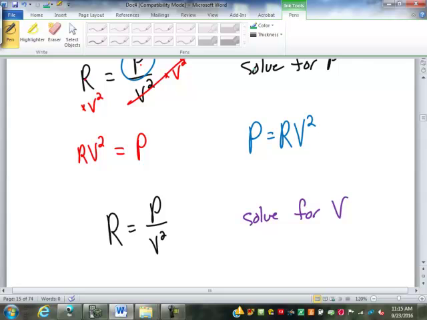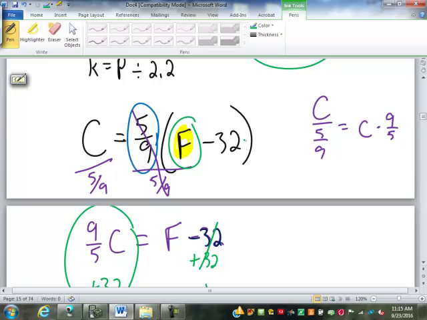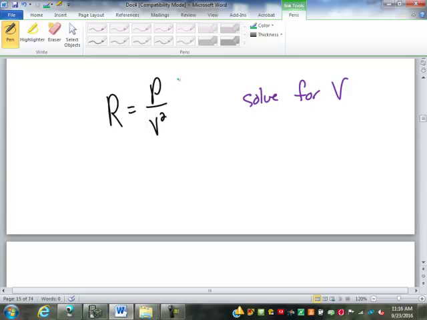So far, every time we've solved for a variable, the variable has been either a whole number or in the numerator of the fraction. Here we were solving for P, but that was in the top of the fraction, in the numerator. We have not solved for something that was in the denominator of a fraction or something we were dividing by. In this case, we are dividing by the V squared, or the V squared is in the denominator of a fraction. So we have to take a couple extra steps before we solve.